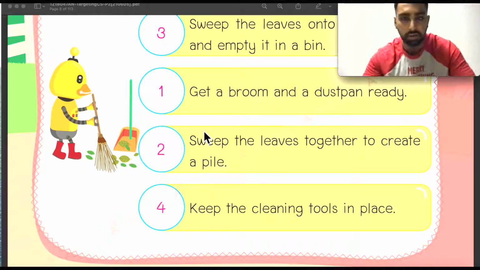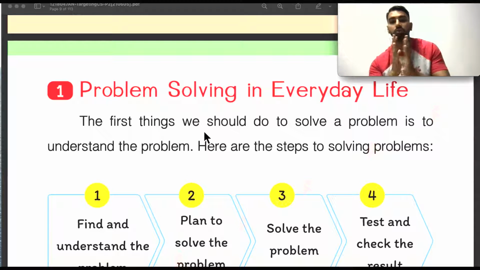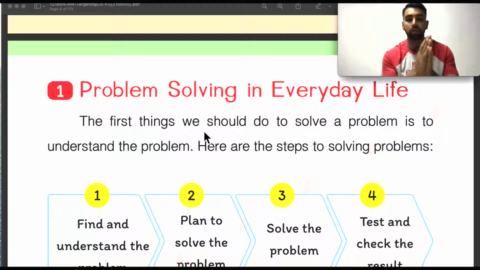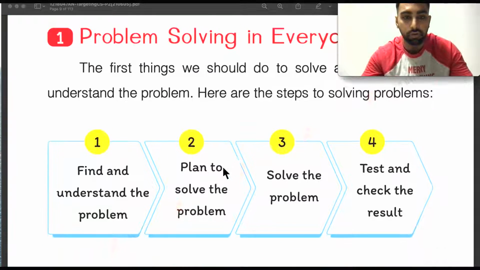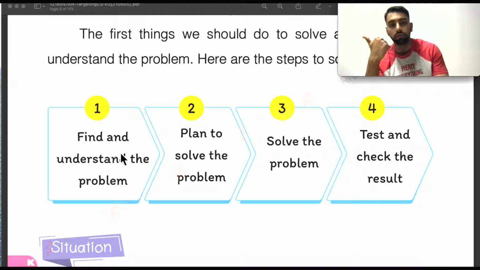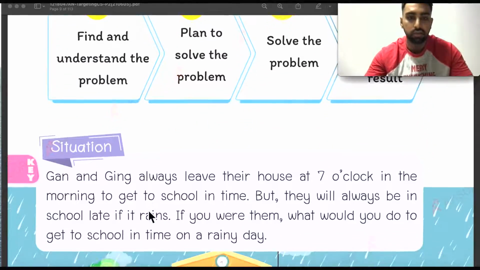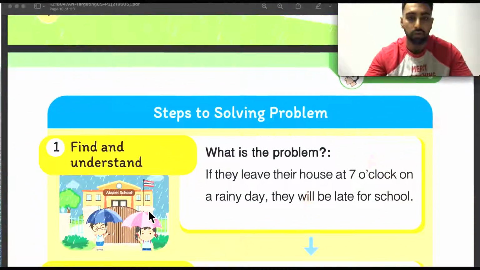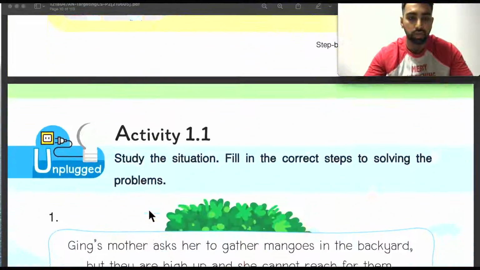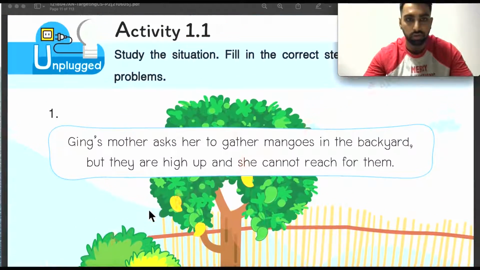Then we had solving problems in daily life, using some problem solving techniques. In this one, number 1, we find the problem. Number 2, we plan and solve the problem. Number 3, we solve the problem. And number 4, we check the result. These are the situations we studied about going to school, as you remember, and this was your activity that you had to do, as we discussed before.